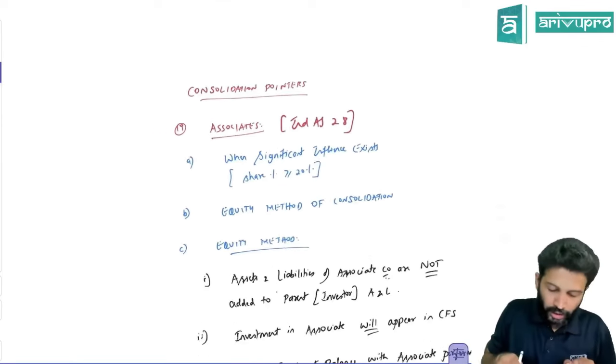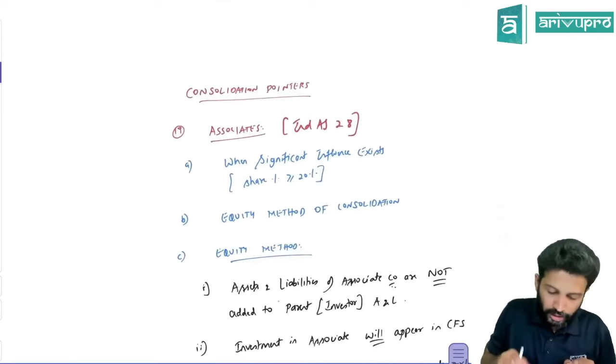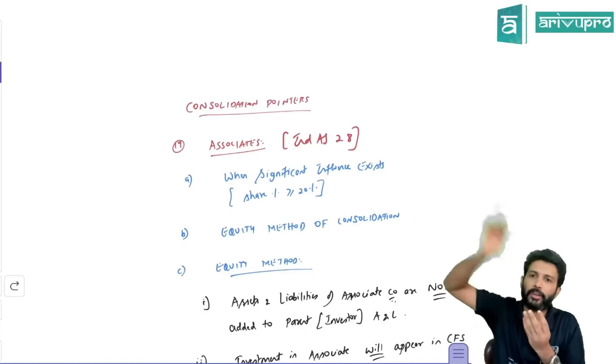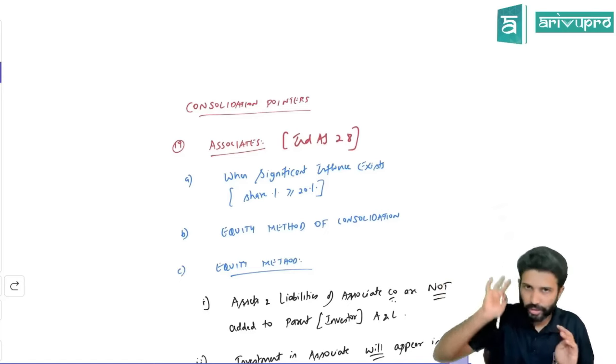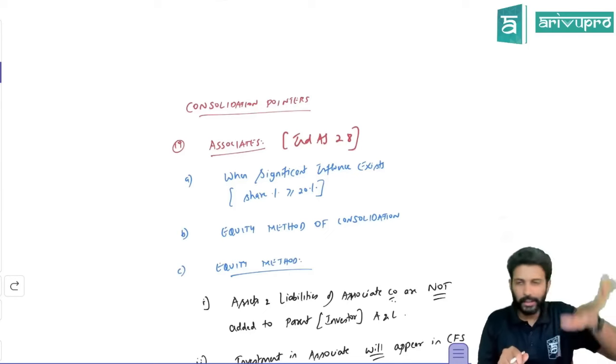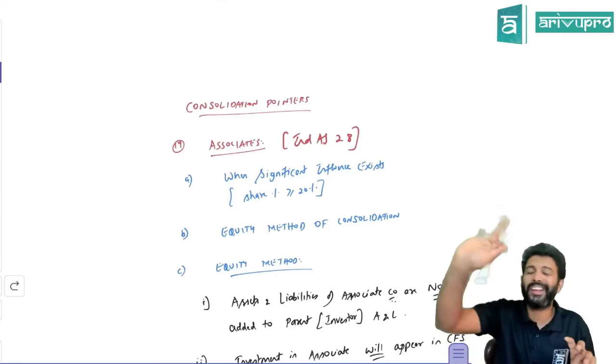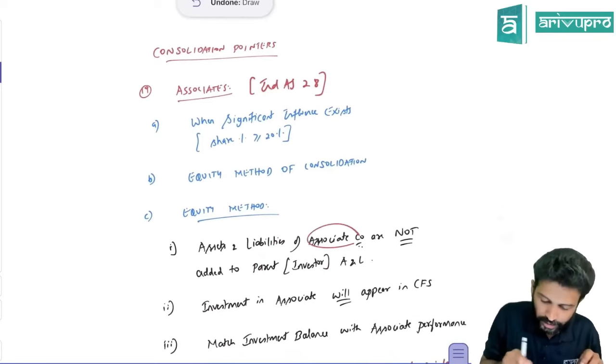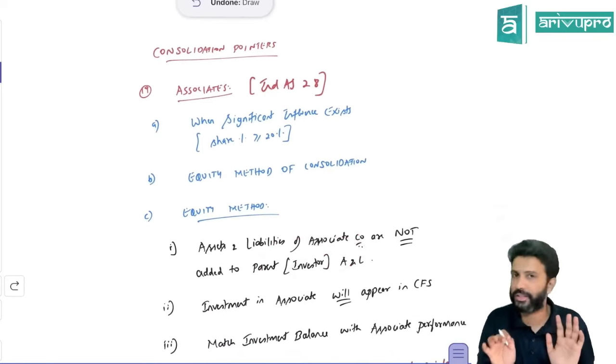Alright, so associate consolidation, it's backed by Ind AS 28. Okay, sir, in subsidiary consolidation, what did you do? Parent took their own assets and added all subsidiary assets and liabilities. Okay, in associate consolidation, we will not do that. Parent will show their own assets and liabilities, but the assets and liabilities of the associate company will not be shown in consolidated financial statements.